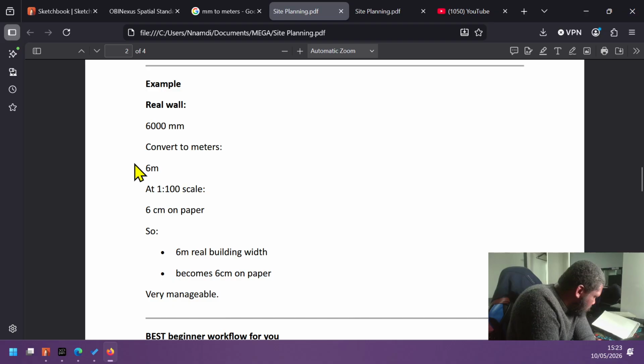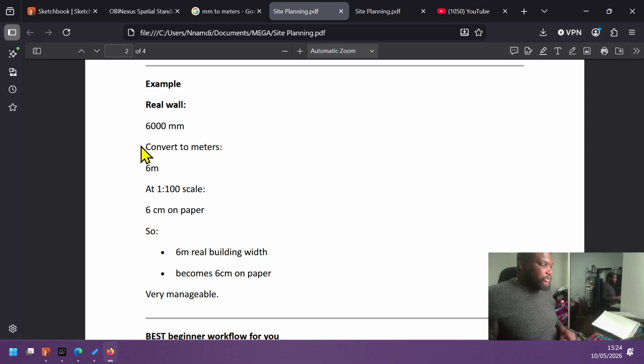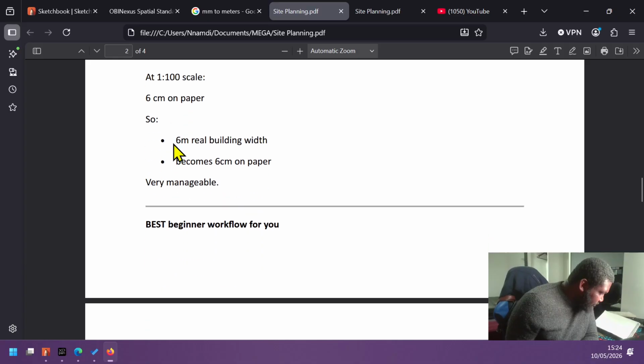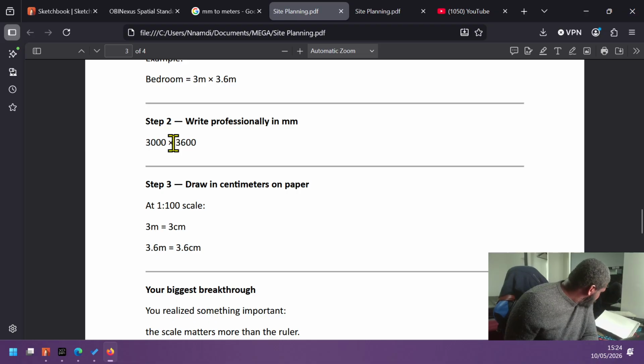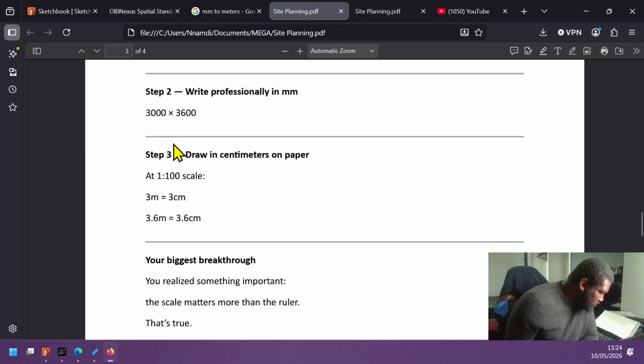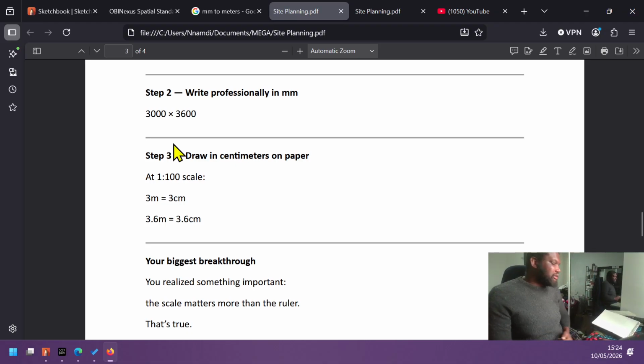Wait. Real wall. That would be a 6 meter wall. What's 6,000 millimeters? Which is 60 centimeters. Yeah, 6 centimeters. So my wall is 6 centimeters. So let me define the wall. So basically, real wall is 6 meters, centimeters on paper. So let me divide drawing centimeters on paper. 3.6 meters equals 2.6 meters.